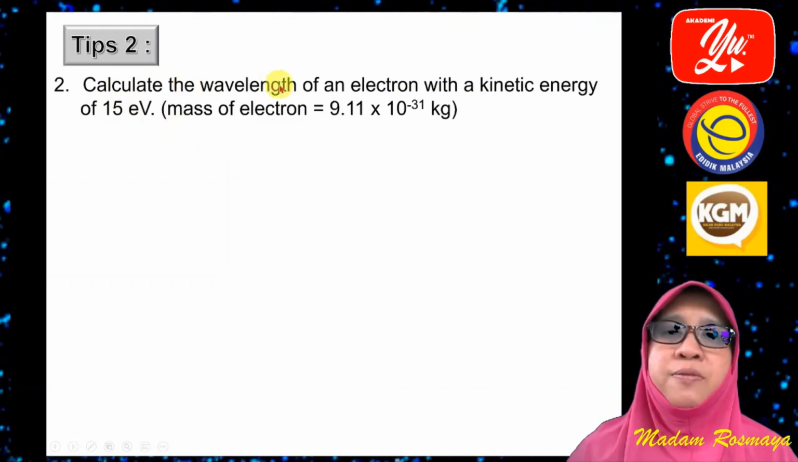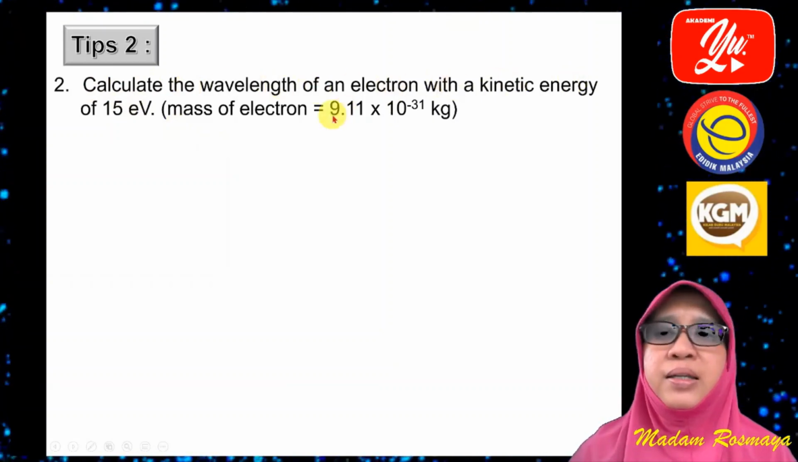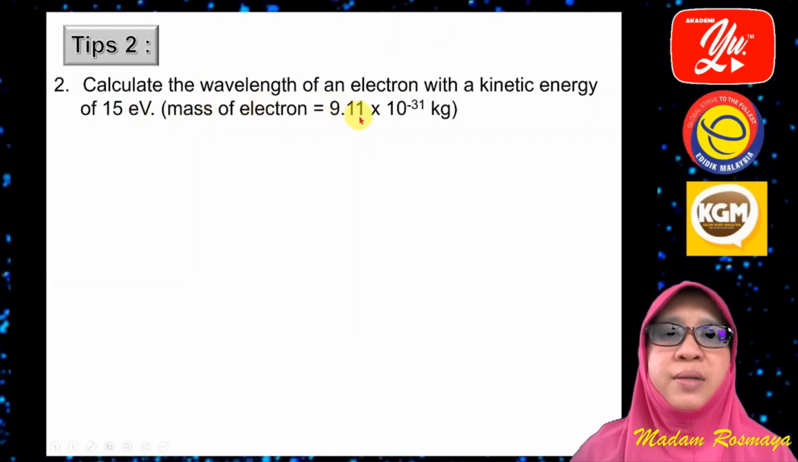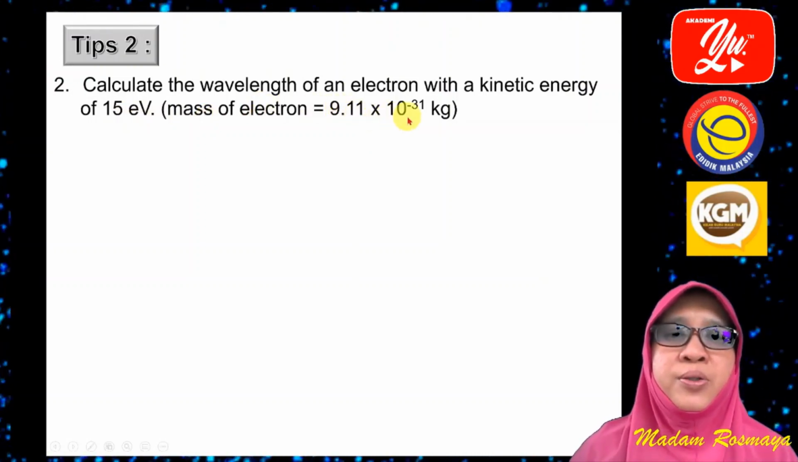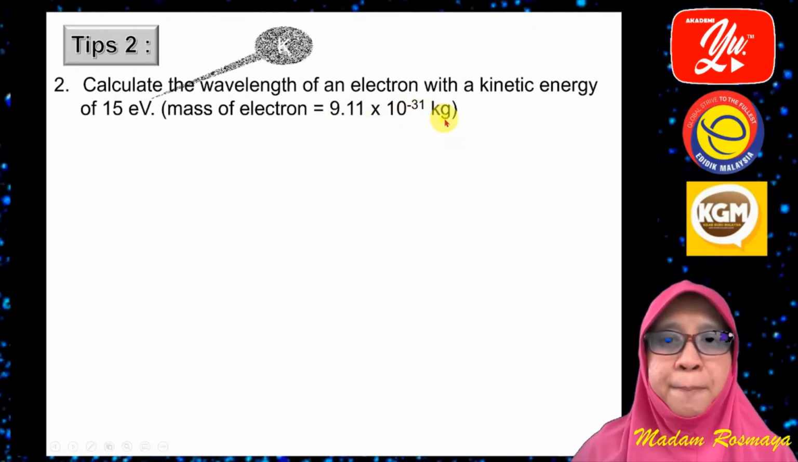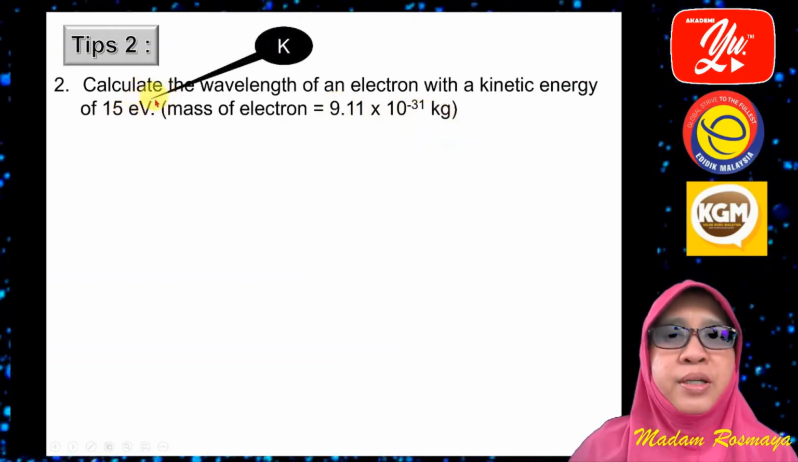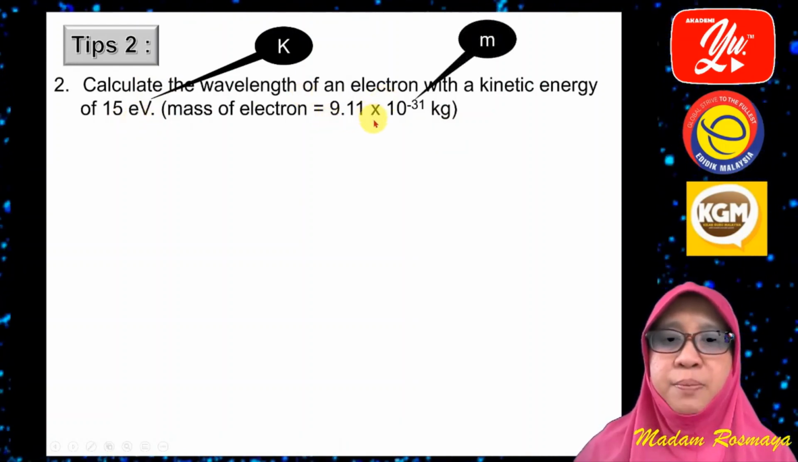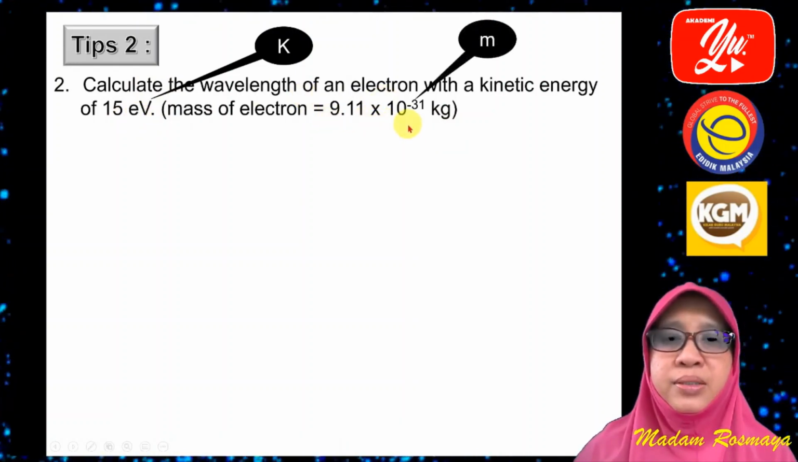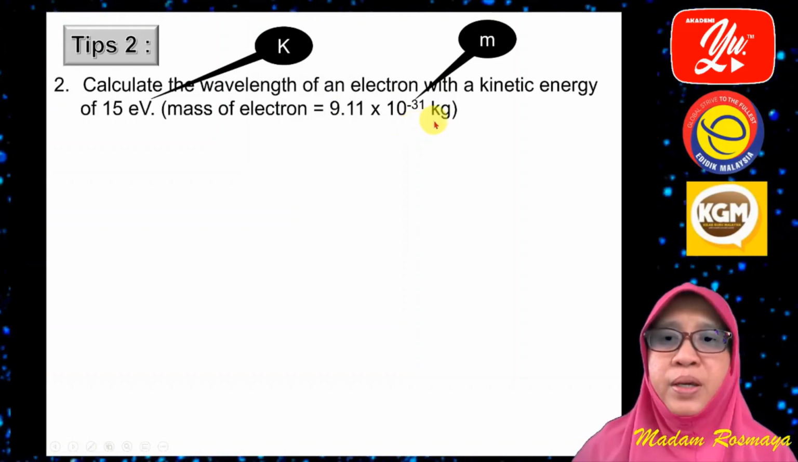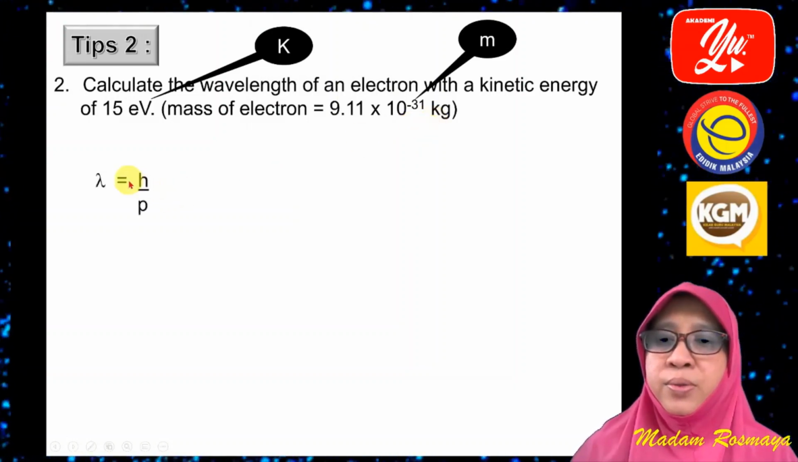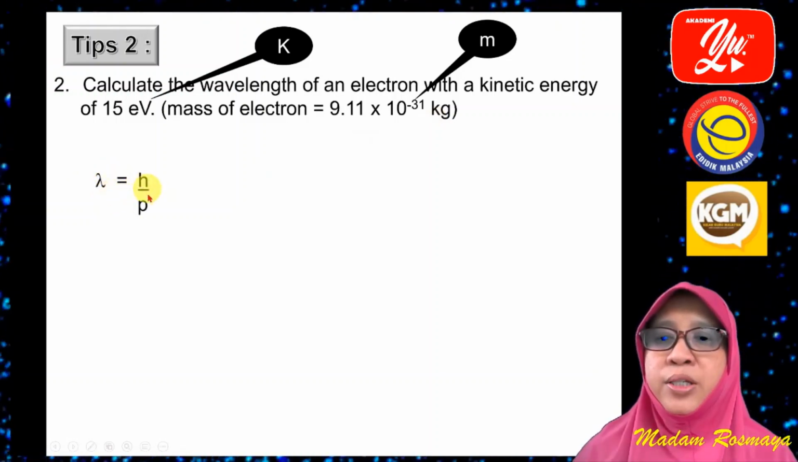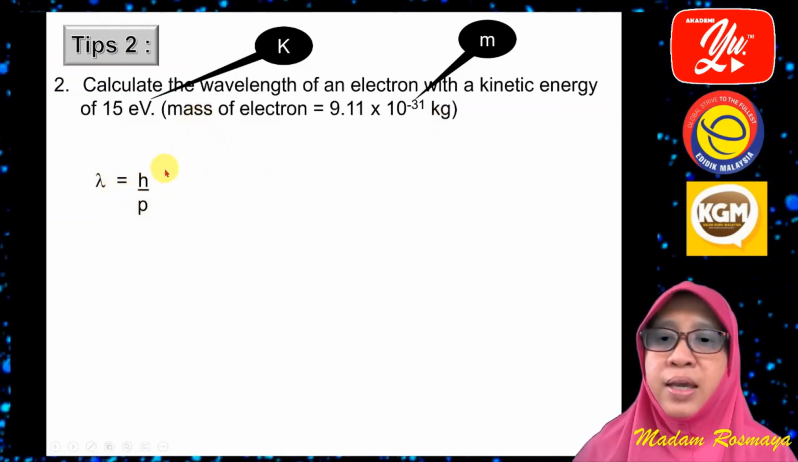Next, we try tip number 2 from this question. Calculate the wavelength of an electron with a kinetic energy of 15 electron volt. The mass of the electron is given as 9.11 times 10 to the power of negative 31 kilogram. So this time you are given the kinetic energy, 15 electron volt, and the mass. How are we going to relate the de Broglie wavelength, lambda equals h per p, with the kinetic energy?